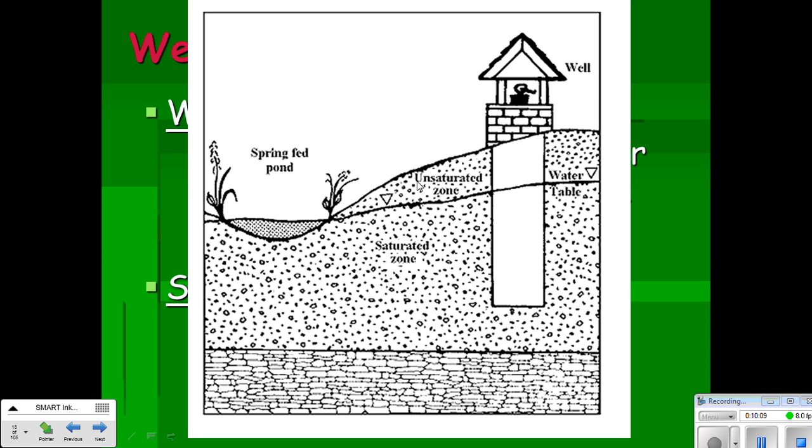And then you have the unsaturated zone, or we call it the zone of aeration because there's no water up here. This water table is paralleling the layout of the land, and then comes out here into a pond. They've dug a well here, and it's full of water. And then you have this impermeable layer where there isn't any water.